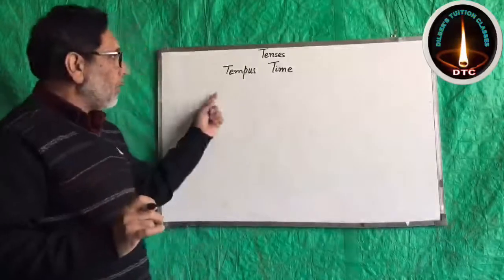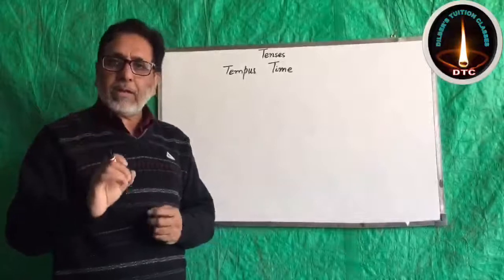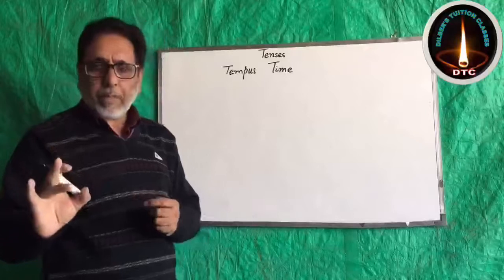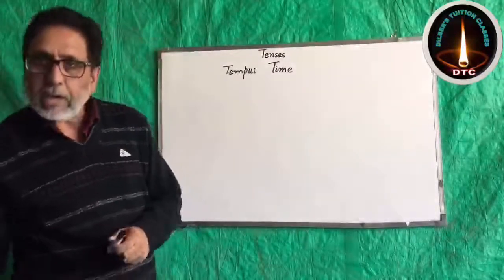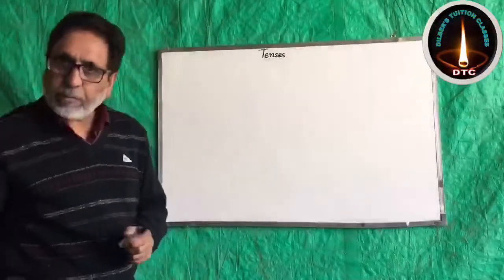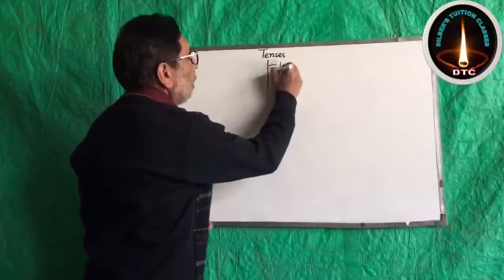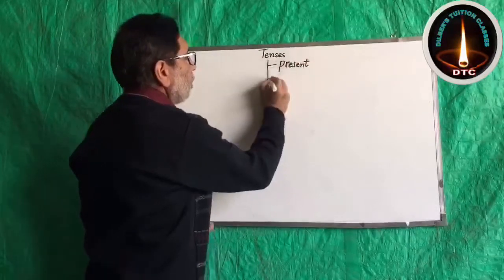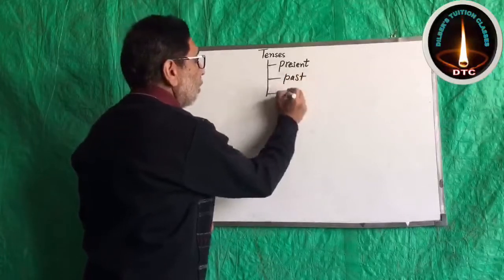Therefore, a tense is a grammatical device, a grammatical composition which deals with time. So far as tenses are concerned, we see tenses are of three main types. We have three main types of tenses. We have the present tense, we have the past tense, and we have the future tense.